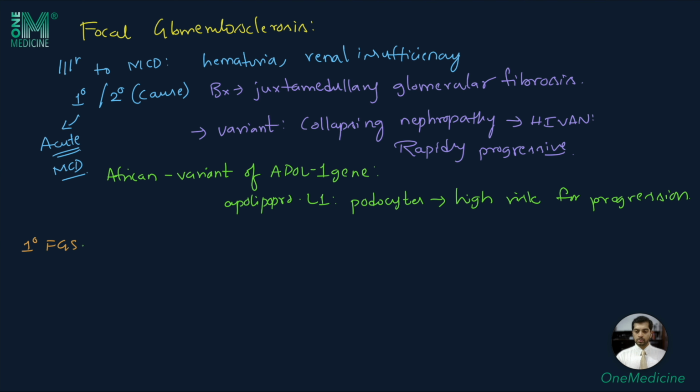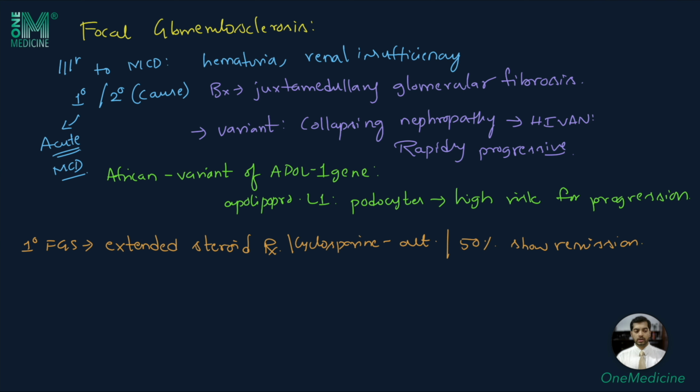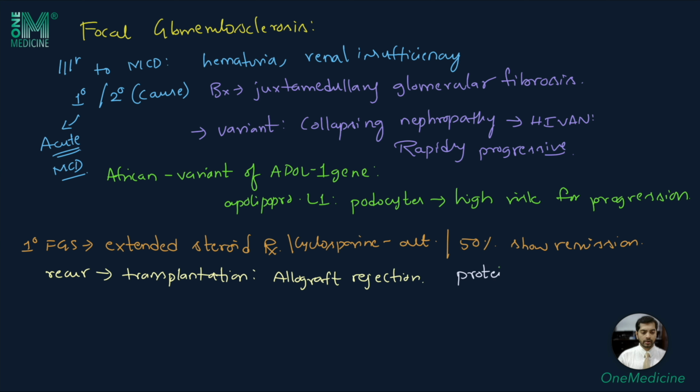Primary focal glomerulosclerosis is treated with extended steroid therapy. Cyclosporin is another alternative. Around 50% of the patients show remission, whereas the other 50% progress. An important thing to note is that primary focal glomerulosclerosis can recur even after transplantation, which leads to allograft rejection. Proteinuria is treated with ACE inhibitors or angiotensin receptor blockers.